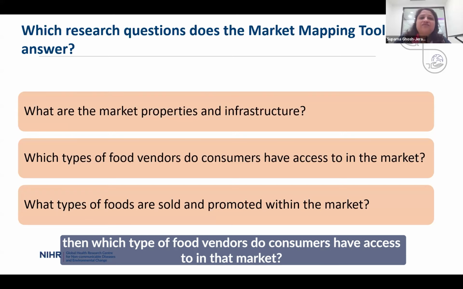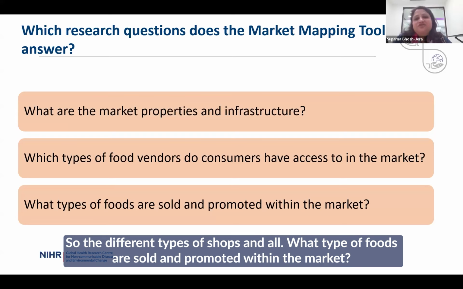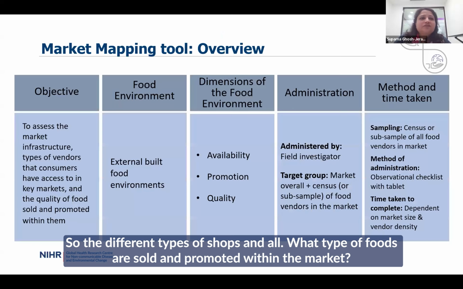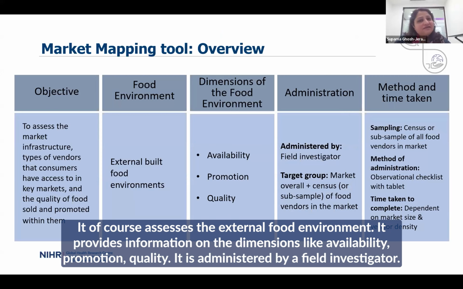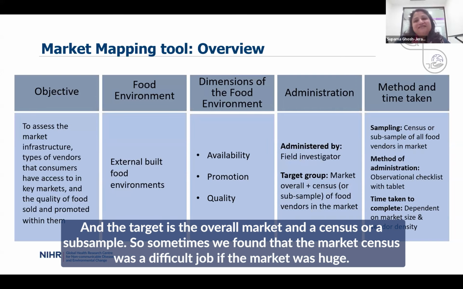Then, which type of food vendors do consumers have access to in that market? So, the different types of shops and all. What type of foods are sold and promoted within the market? The market mapping tool assesses the market infrastructure, types of vendors, the consumers that have access to the market, and the quality of food sold and promoted. It, of course, assesses the external food environment. It provides information on dimensions like availability, promotion, quality. It is administered by a field investigator, and the target is the overall market and a census or a subsample.